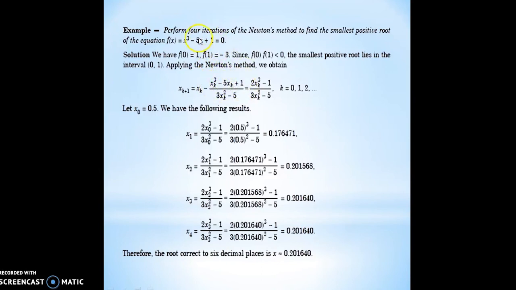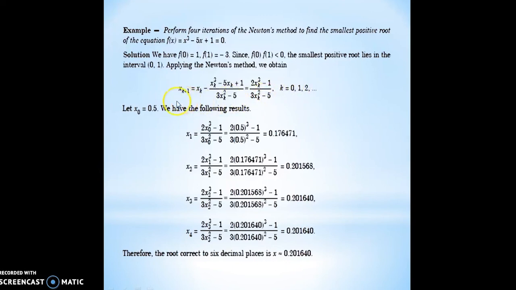Okay, and divided by f'(x), which I told you in the beginning we need. We have discussed that f'(x) will be 3x square minus 5. So here it is 3x_k square minus 5. We have to replace x by x_k here also. And when you solve it, after simplification you will see x_{k+1} = (2x_k cube minus 1) divided by (3x_k square minus 5), and k is from 0, 1, 2 and so on.